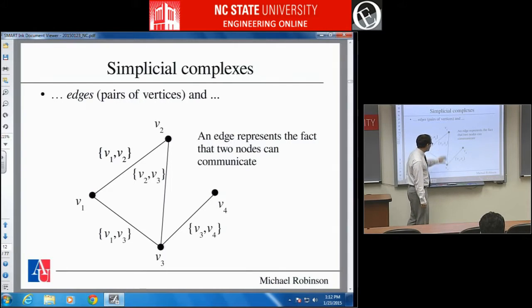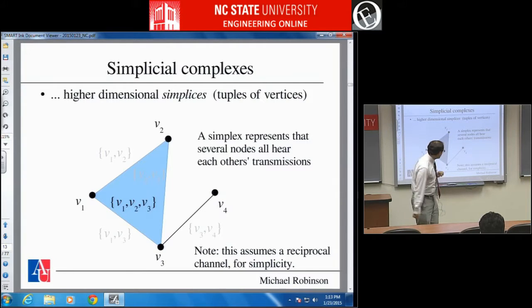But what if nodes 1, 2, and 3, in a wireless network, are sharing a broadcast resource? They're communicating with one another in some fashion. Then I can put in a higher dimensional simplex. What this means is that for the nodes V1, V2, V3, if any one of them talks, the others hear it. So it's telling you something about simultaneity of transmissions. Now, I'll make a comment. This assumes a reciprocal channel, that I'm not doing anything funny like different thresholds, where I might end up with a transmission happening one way and not being able to come back the other way. We'll hit that in a moment. But if you assume a reciprocal channel, that's pretty reasonable in many situations, so we'll stick with that assumption.